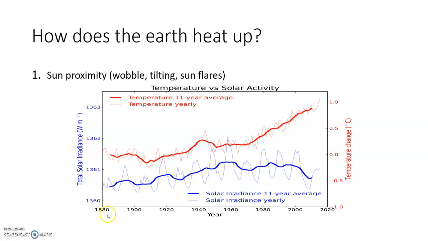The problem is, if you look at this, the top part is our average temperature. The bottom part is the solar irradiance. They can actually measure how much sun irradiation is coming to the earth, and it just hasn't changed in this latter part as our temperature has gone up. So scientists today have discounted the impact of these kinds of wobblings, tilting, and sun flares as being an issue in our current state of increasing global temperature.